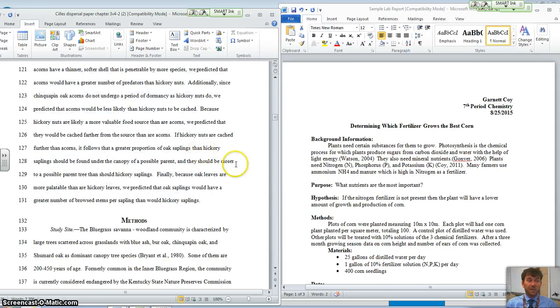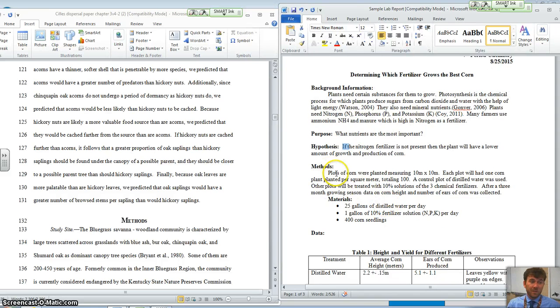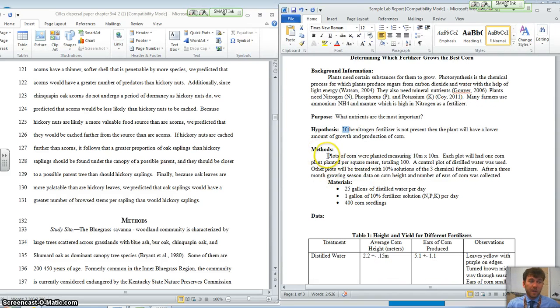So if-then might seem really easy, but it's a go-to way to organize a hypothesis. Methods, as we move on, should include two parts: your explanation of what you did, a description of the experiment, and your materials list. Methods should be a paragraph written in past tense.